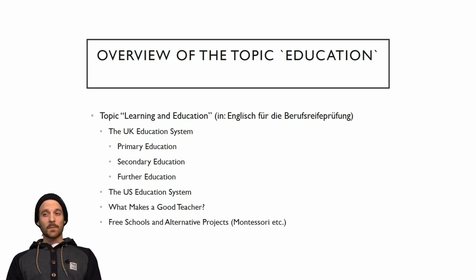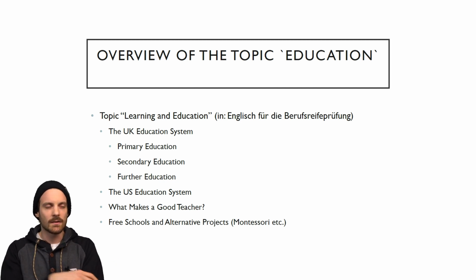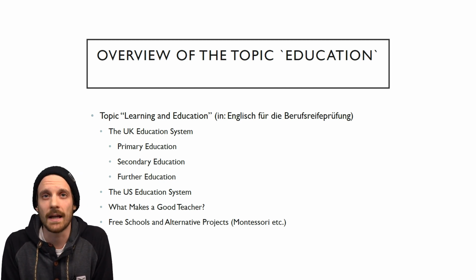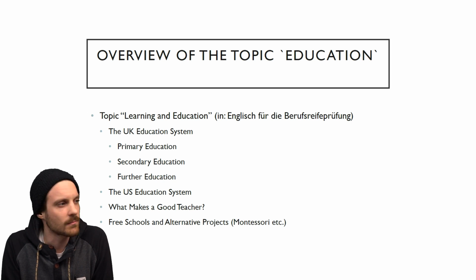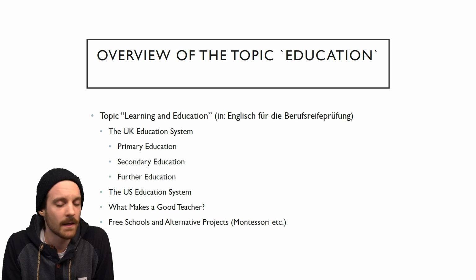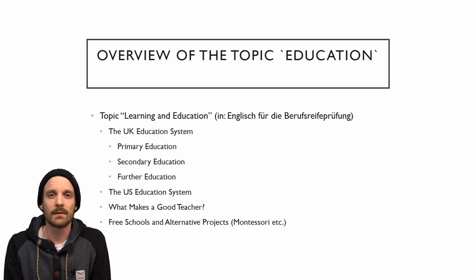It starts off with the UK educational system. There is primary, secondary, and further education. Then it touches upon the US education system. Then what makes a good teacher, and free schools and alternative projects, Montessori, etc. And of course, what you have to know is all about the Austrian school system.